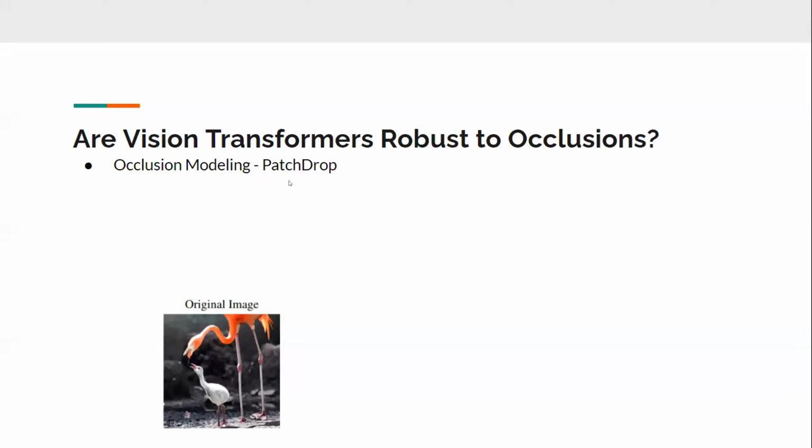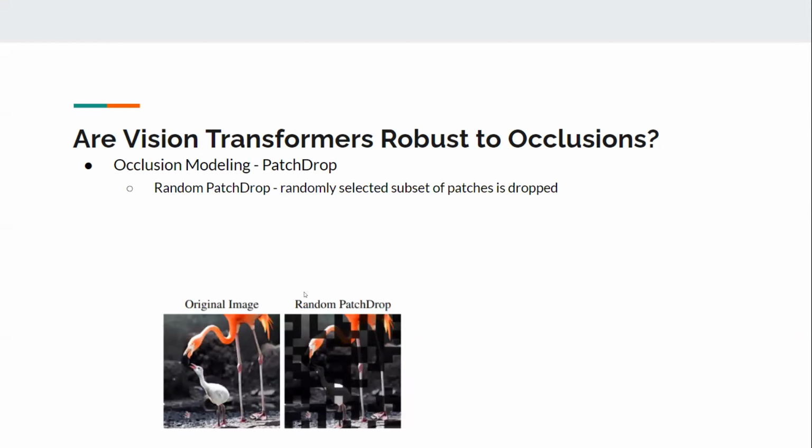And they have 3 main methods for deciding which patches to drop. First is random. They simply select a random subset of patches, like down here, and those patches create a kind of mask. They're dropped, they're turned to 0.